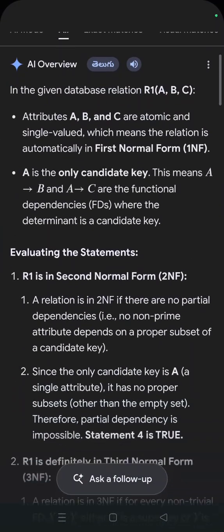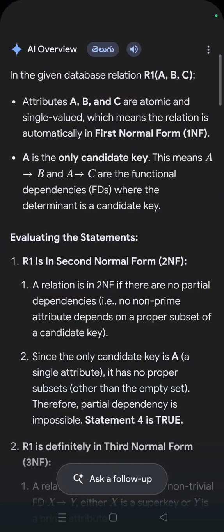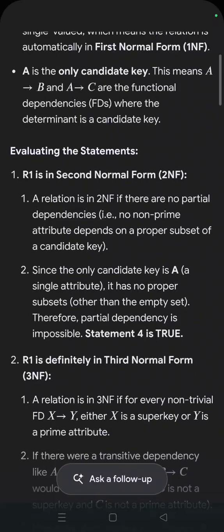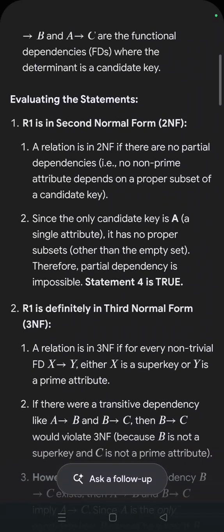ఎందుకో చూద్దాం. A, B, C are atomic and single-valued, which means the relation is automatically in the first normal form, 1NF. A is the only candidate key. This means A gives B and A gives C are the functional dependencies where the determinant is a candidate key. ఓకే, ఈ వరకు నాకు అర్థమైంది. Evaluating the statement: R1 is in the second normal form.